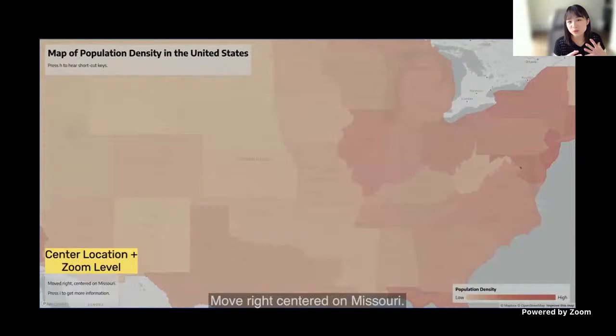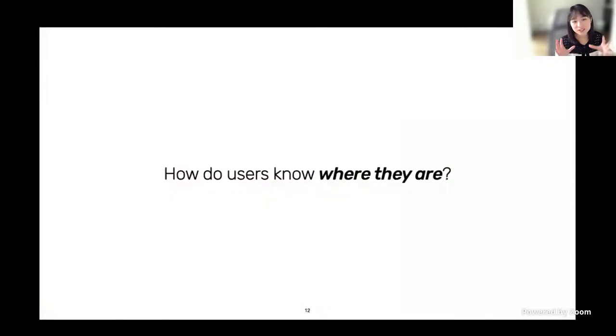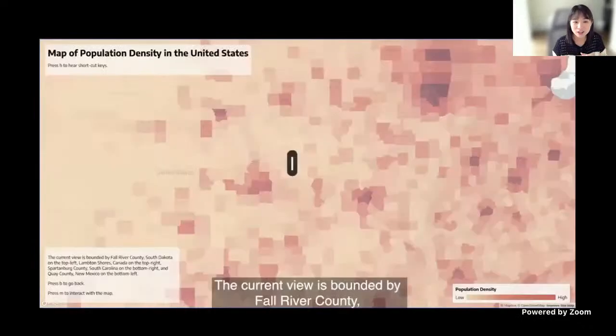So the users would zoom and pan like non-screen reader users would do. And then whenever they zoom or pan, they will hear the center location of the current view as well as the current zoom level. So many times only knowing the center location and the zoom level is not enough for the users to know where exactly they are.